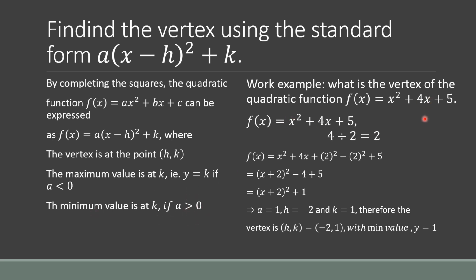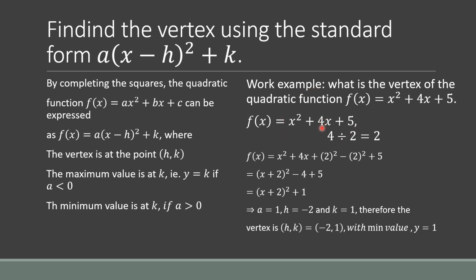So let's see a simple example at this section. We have f of x equal to x squared plus 4x plus 5. F of x in this form, if we want to complete the square, it means we need to create a perfect square from this quadratic function. So how do we create a perfect square?